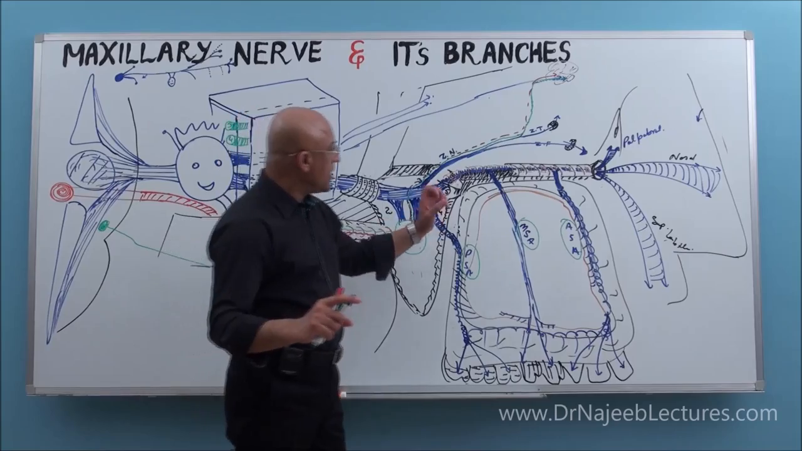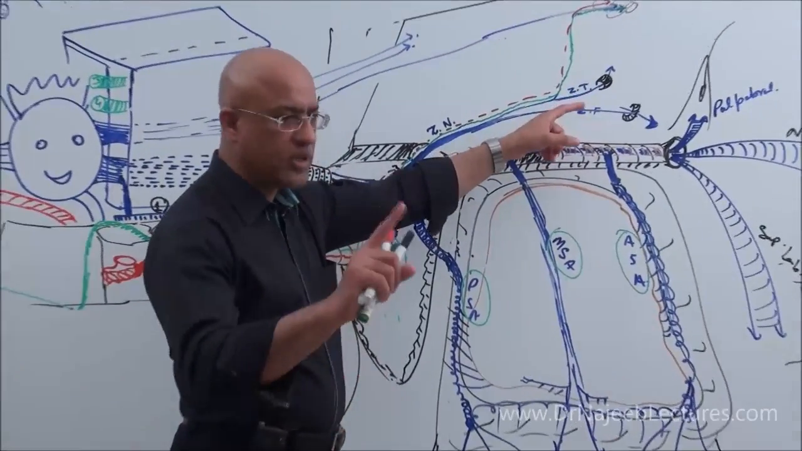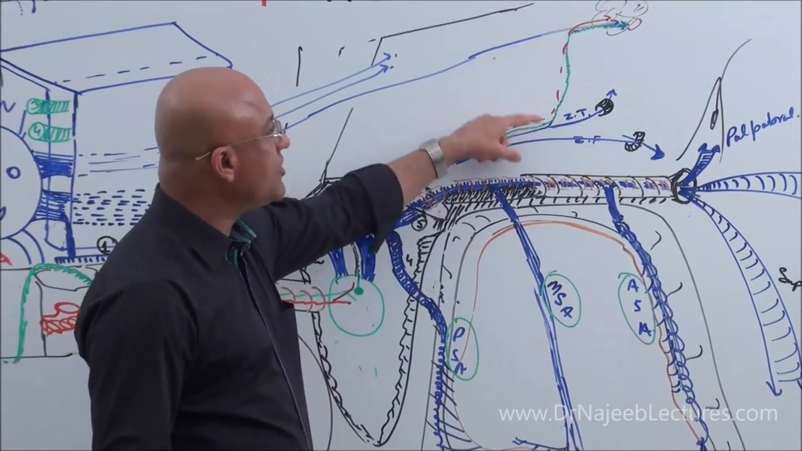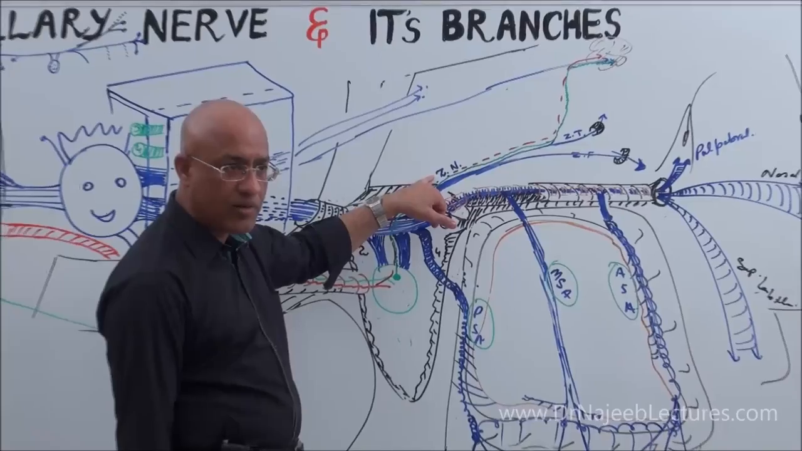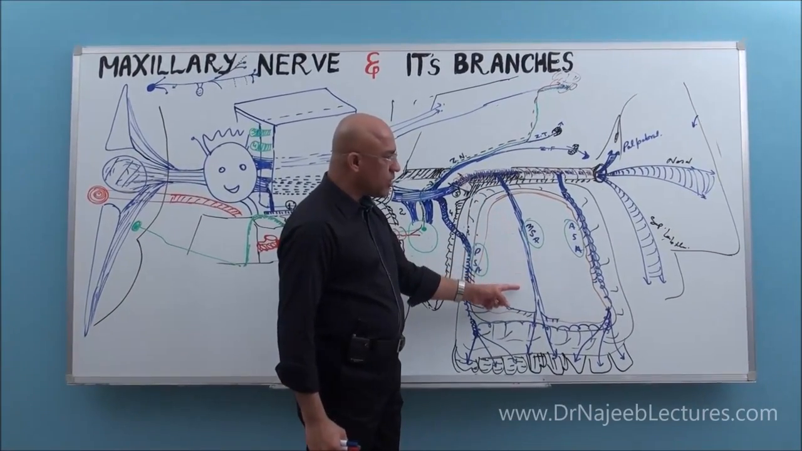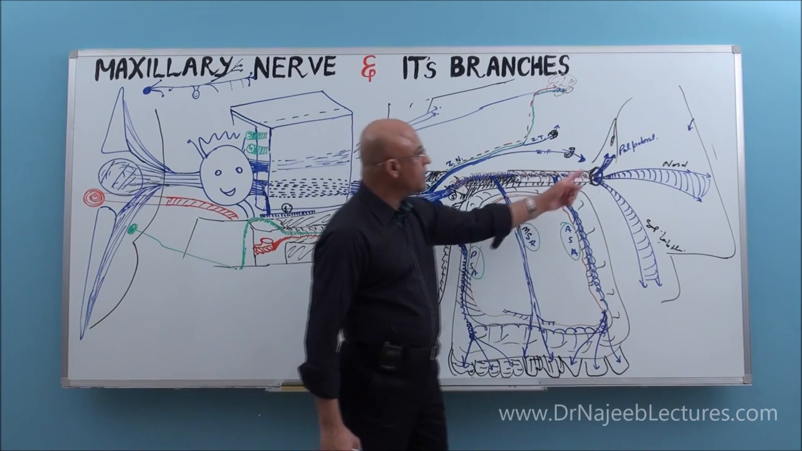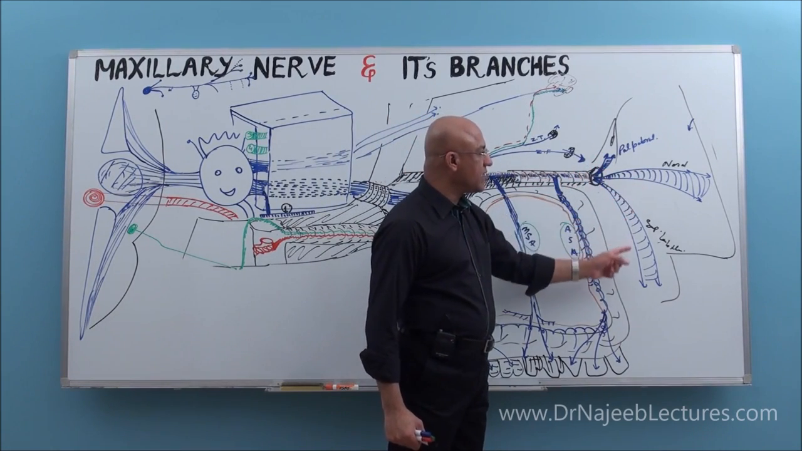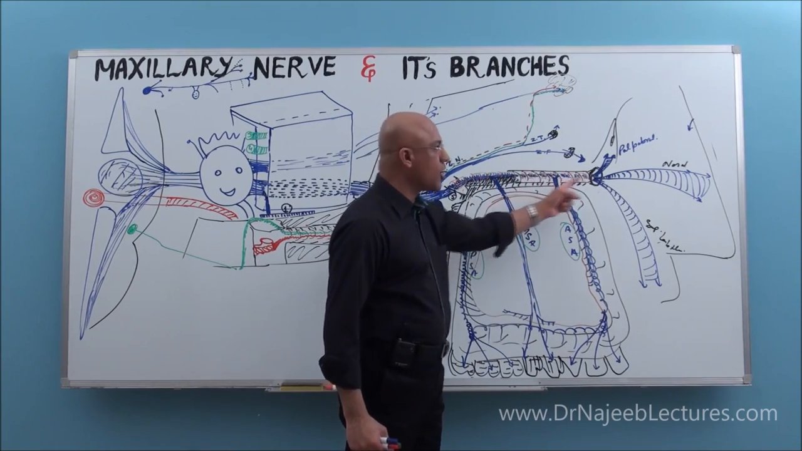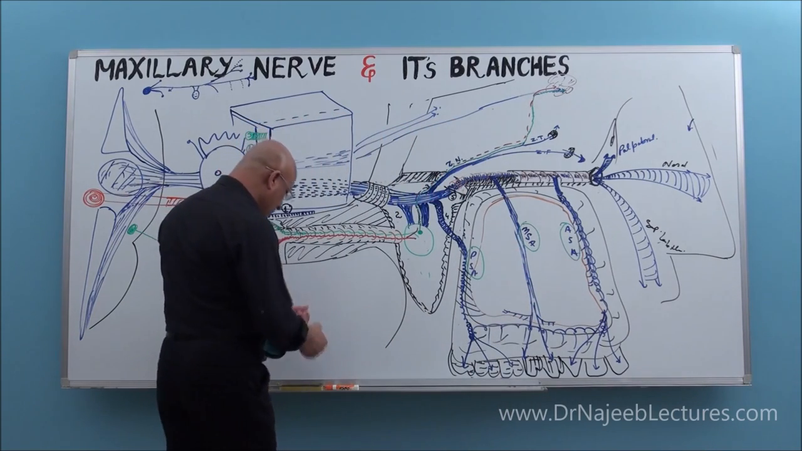Then zygomaticotemporal, zygomaticofacial, and the communication to the lacrimal, these three are branches of the zygomatic nerve, right? Then middle superior alveolar nerve, anterior superior alveolar nerve, and palpebral branches, nasal branches and superior labial branches. These are the branches of the infraorbital nerve. Clear?